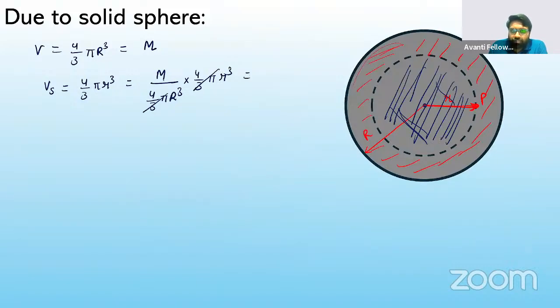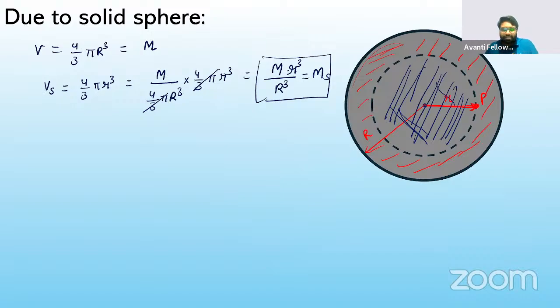This will cancel out. So the mass of the solid sphere of small r radius will be M upon the total mass of the sphere R cube into small r, that is M into small r cube by capital R cube. This is the mass of the small sphere. ठीक है. Now, what is the gravitational field intensity? I is equal to GM upon R square. Let's just talk about the magnitude.